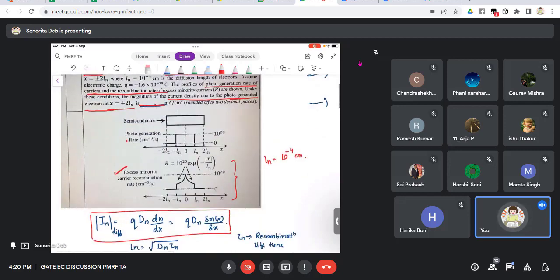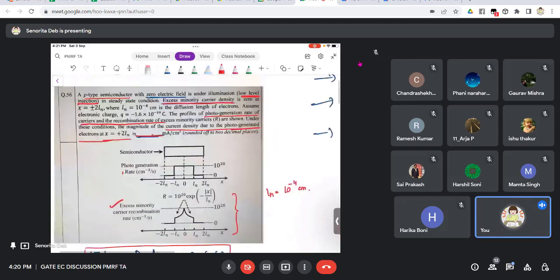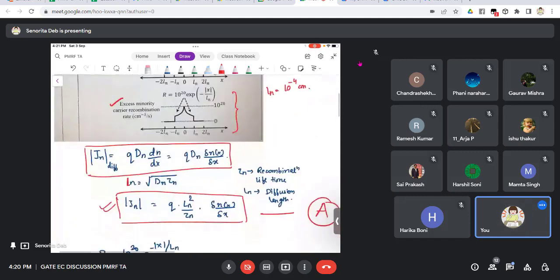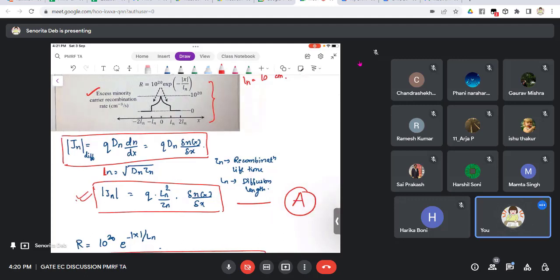Now we have another formula which says Ln equals, that is, the diffusion length of the carrier is equal to under root D tau. So Dn into tau n, right? Where tau n is the recombination lifetime. So from here we arrive that this formula can be rewritten as this, which I have put as equation number A. Okay, so now what's next?